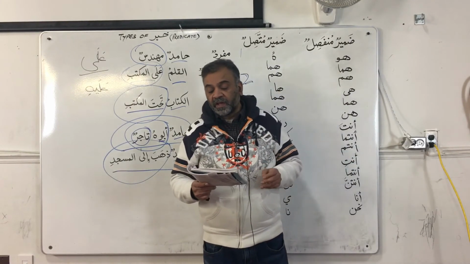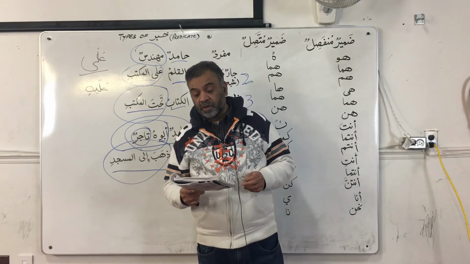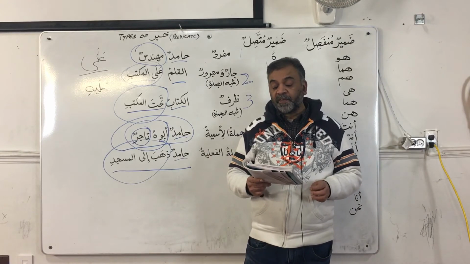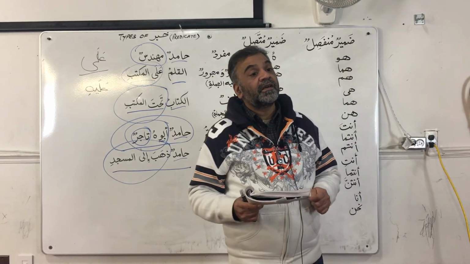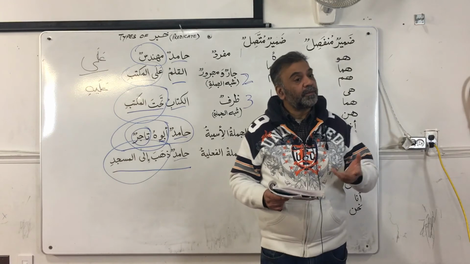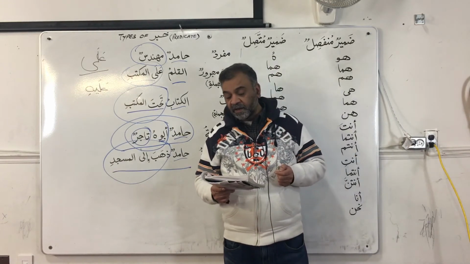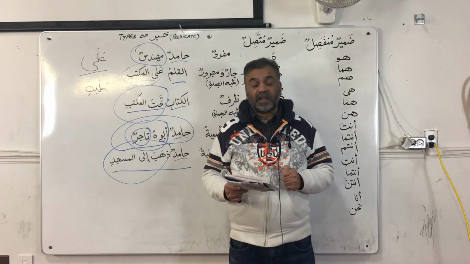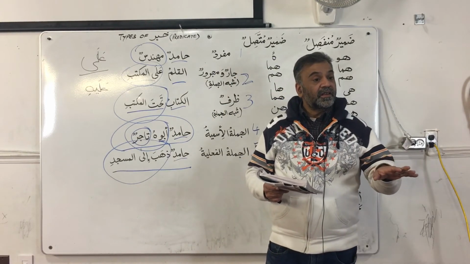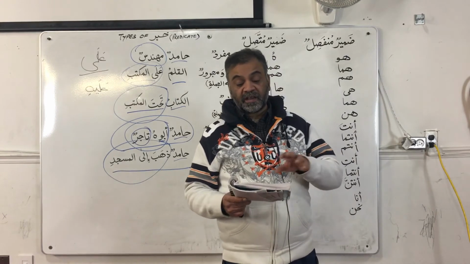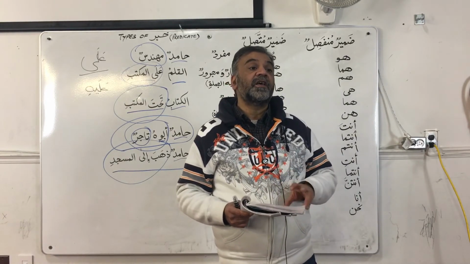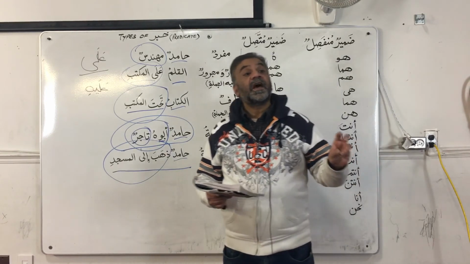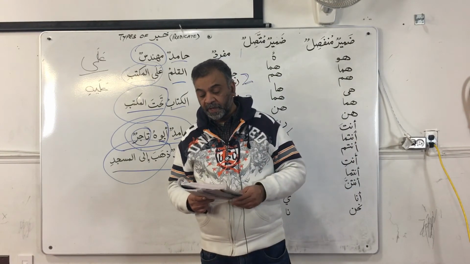Number 2, zahabat tabibu ma'al muhandisi. Tabib went with the engineer, right? Here tabibu is your fa'il. Number 3, jalasal mudarrisu ma'al mudiri. Jalasa means he sat, but here mudarris is the fa'il. The mudarris sat ma'al mudiri, with the headmaster.